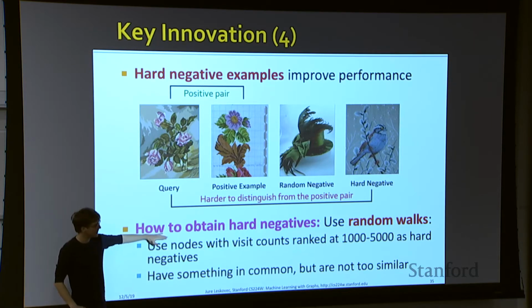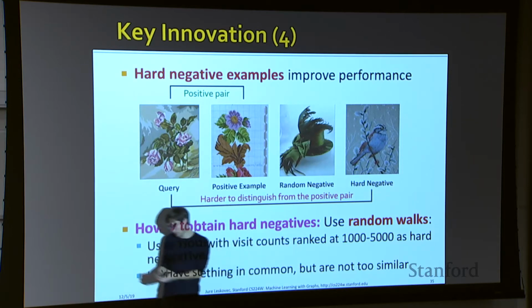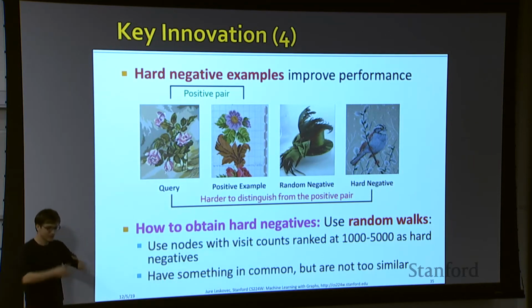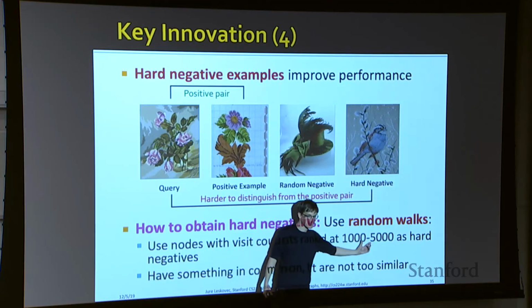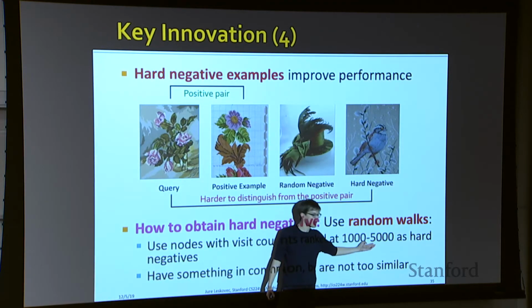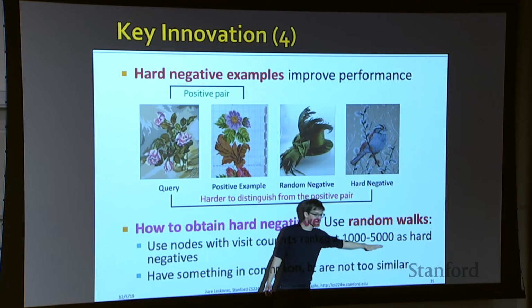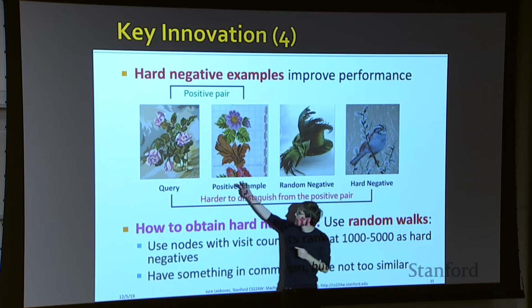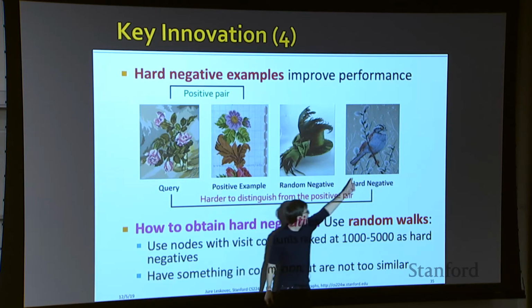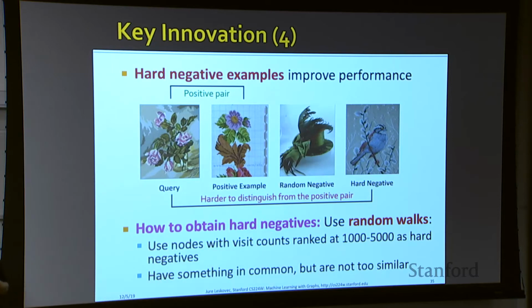How do you obtain hard negative examples? It's a heuristic. The way we use the heuristic is to do a random walk on the pin board graph and take a pin that is at a rank, let's say, between 1,000 and 5,000 and say this is a hard negative example, right? So this is something that is still related, but it's not really super related. So here, it's the same thing, but these are flowers and this is a bird, right? So that's why it's not related.